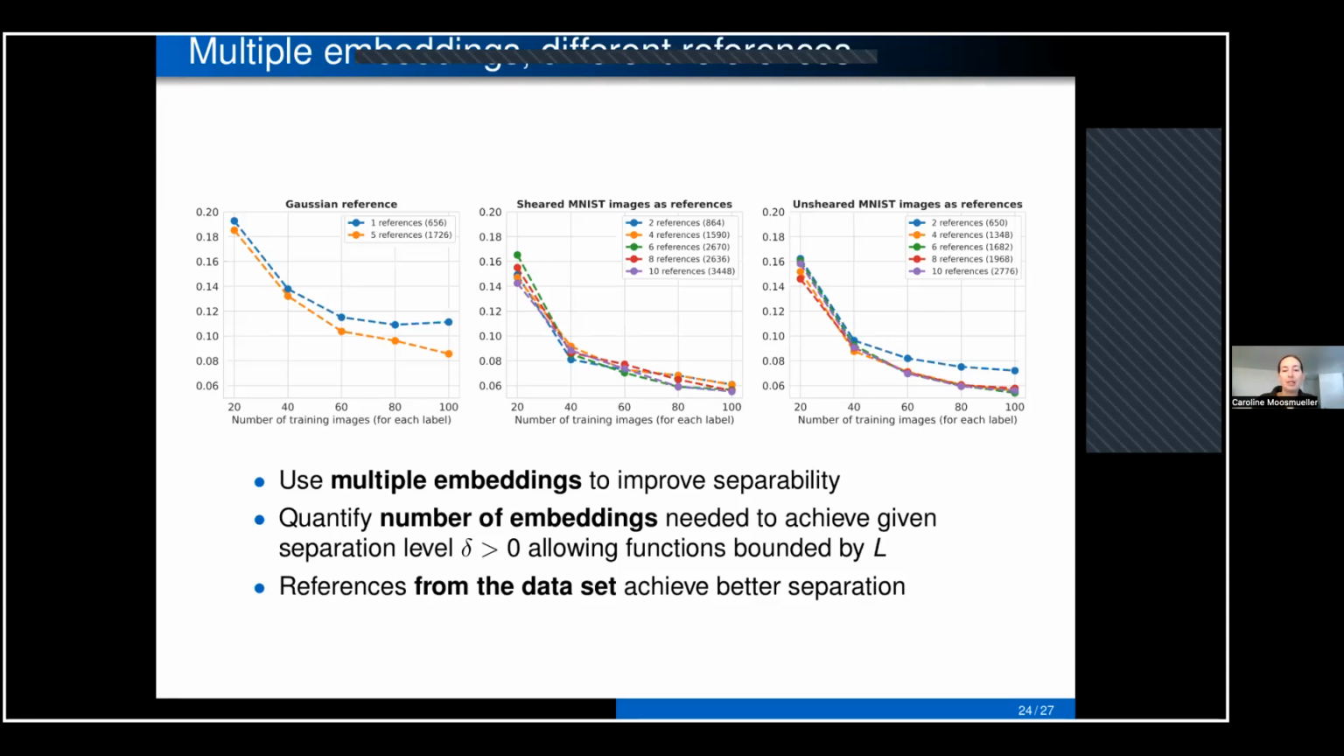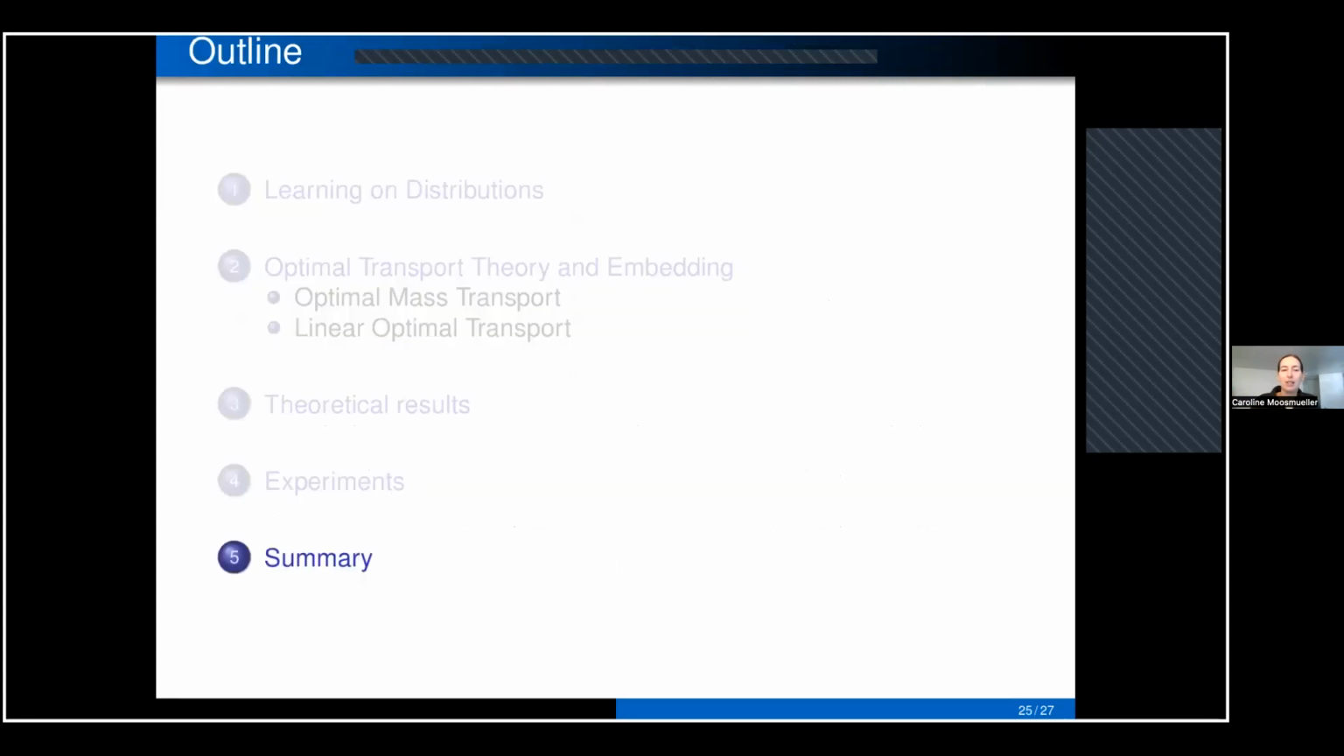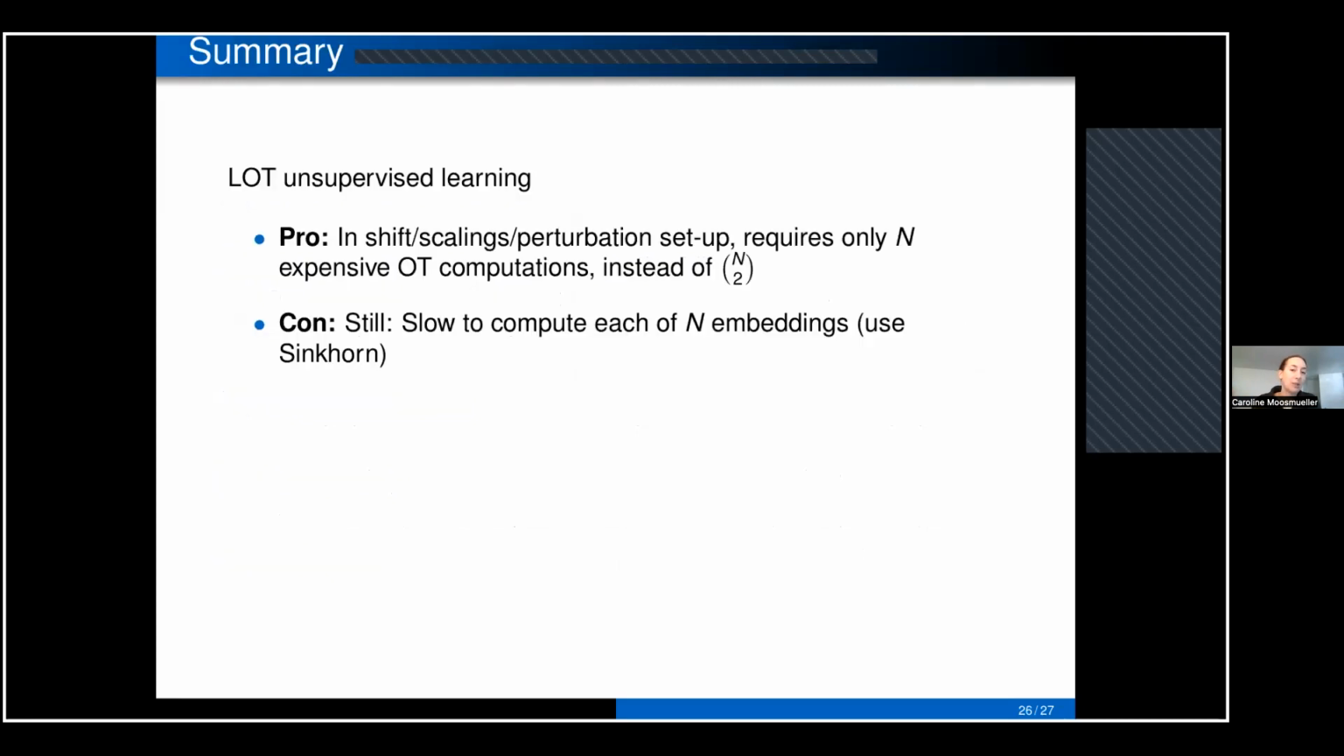Okay, so this is the last experiment and some kind of ideas for future research that we are interested in. And I think this basically ends the experimental section. I just have one more slide on a summary, basically. So, well, I mainly talked about two questions. One has to do with unsupervised learning, the other one with supervised learning. All of this in this framework of LOT, linear optimal transport.